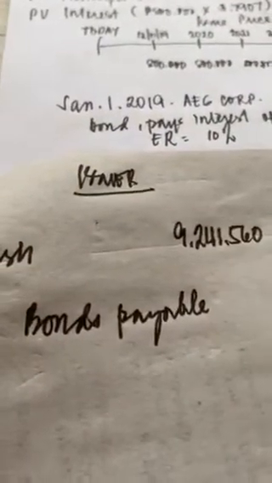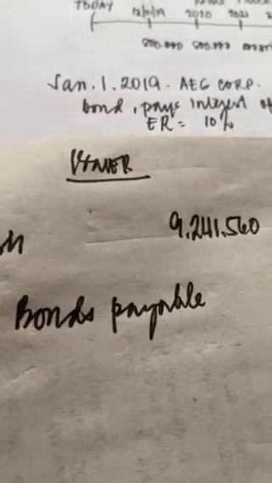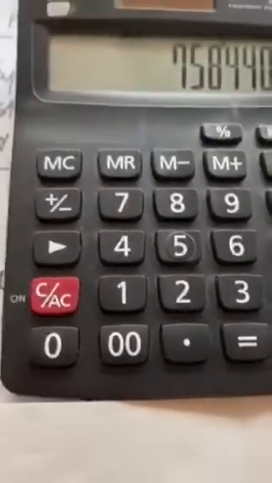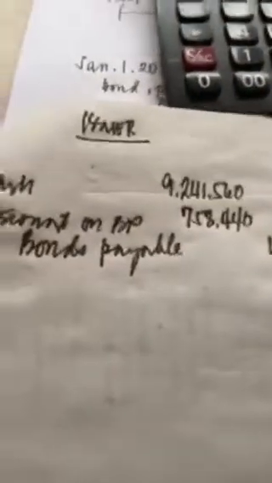So there is a difference between the face value of the bond and the amount of cash that was received, and this is what we call the discount, because he was able to sell the bonds at a price lower than the principal. The discount is 758,440. So how do we record that? We will debit discount on bonds payable, which is 758,440. If you notice, the discount is reflected as a separate account.